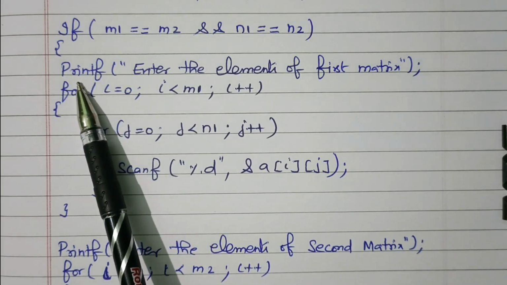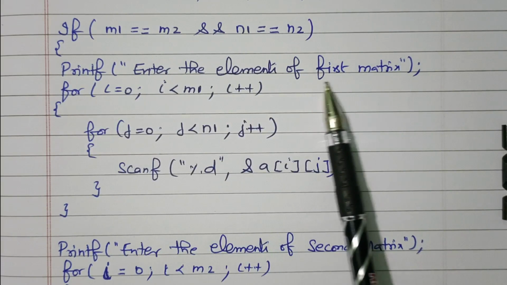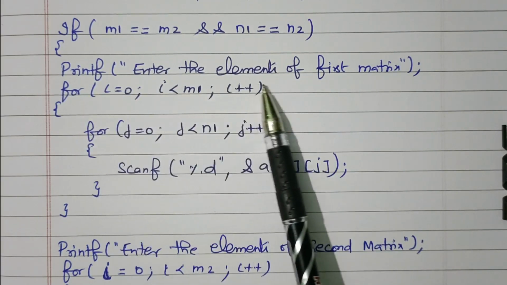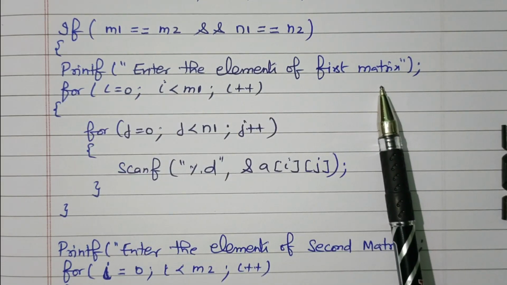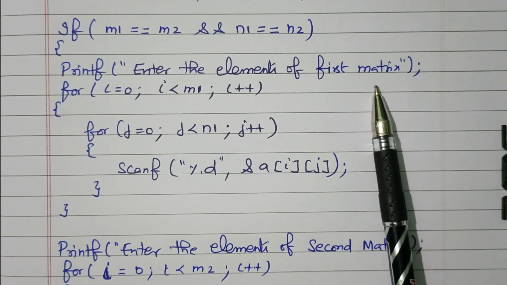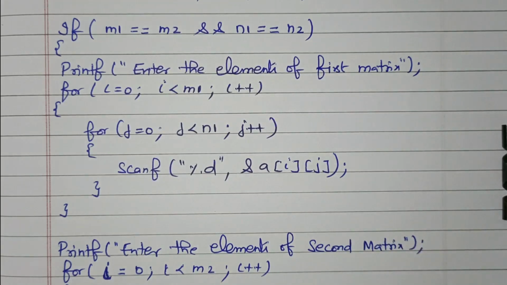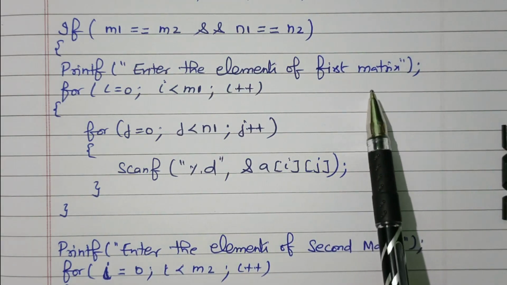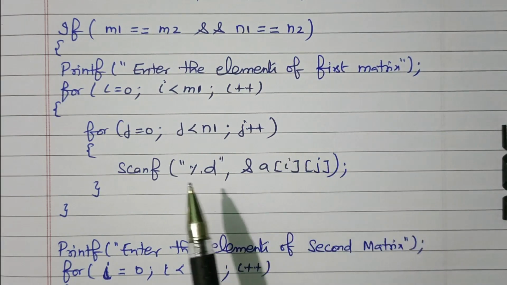Right? Before that we need to get the elements of the first matrix. Printf, enter the elements of first matrix. We ask the user to enter the elements of the first matrix. So the user will enter 3 cross 3, 9 elements. We assume that we are using a 3 cross 3 matrix for this entire program. So the first element should be stored in 0 0. Second will be stored in 0 1.